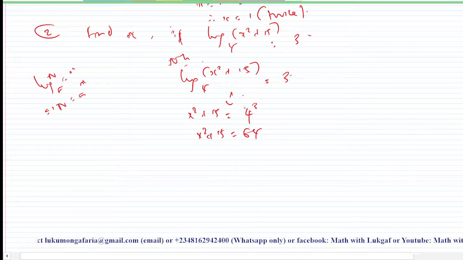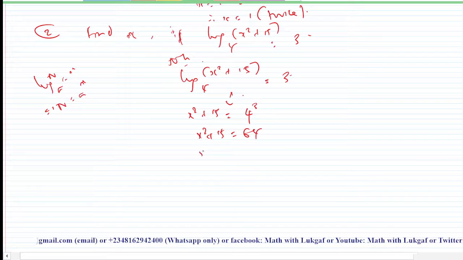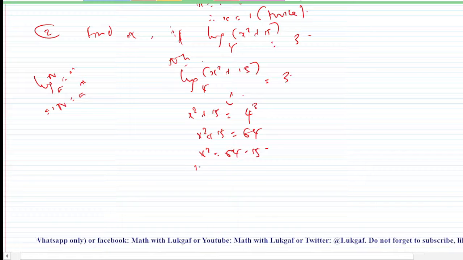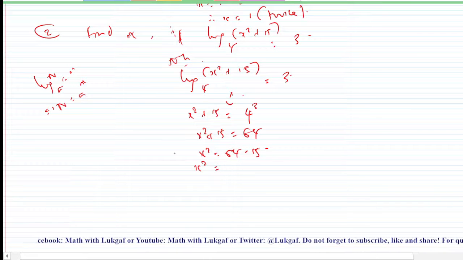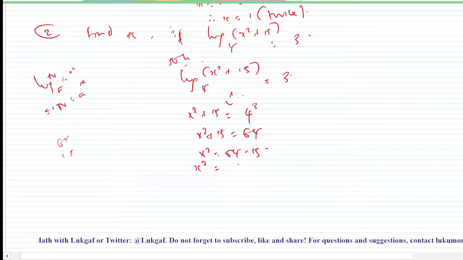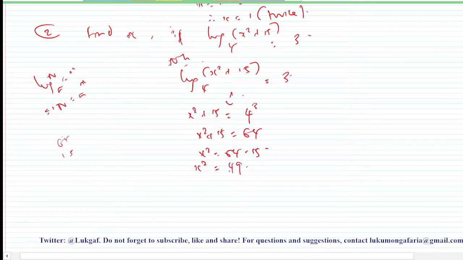Then you can collect the like terms. So then your x squared is going to be 64 minus 15. So then your x squared will be what? What is 64 minus 15? I think that is 49. So x squared is equal to 49.